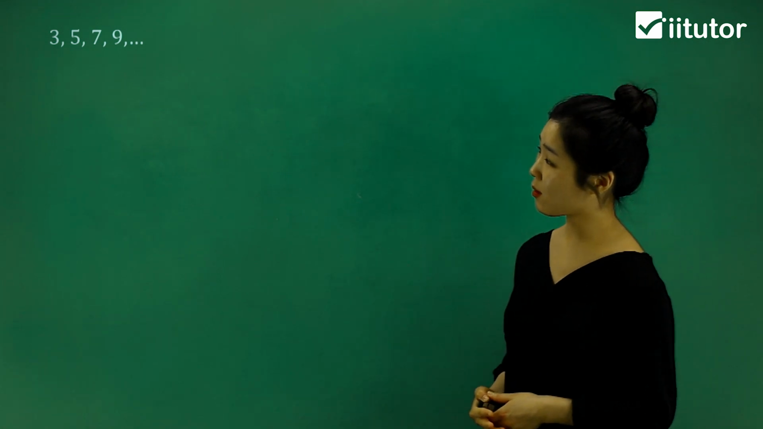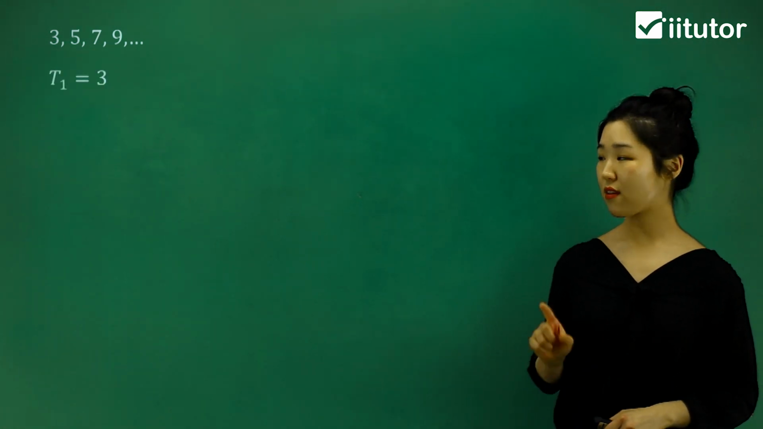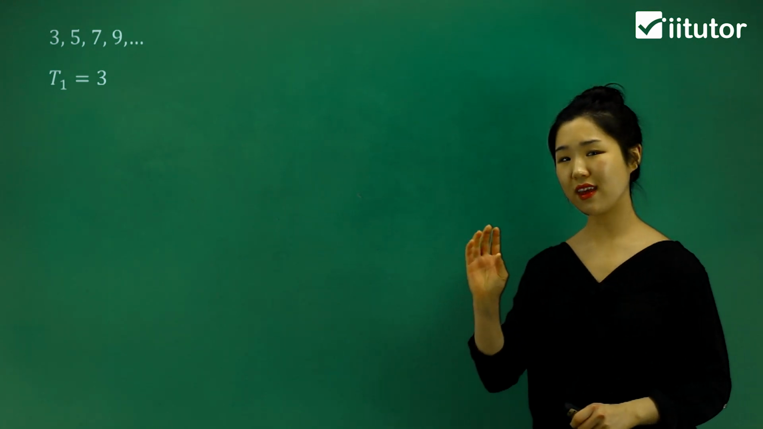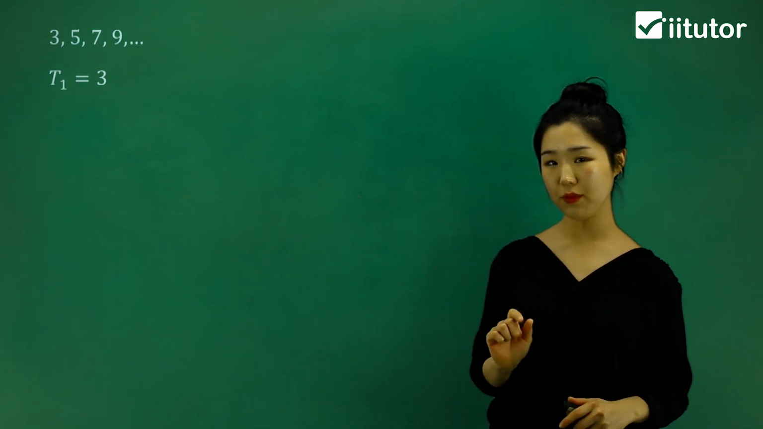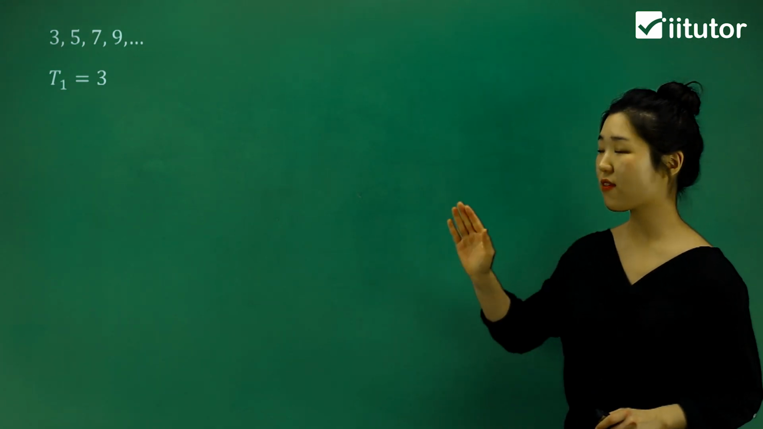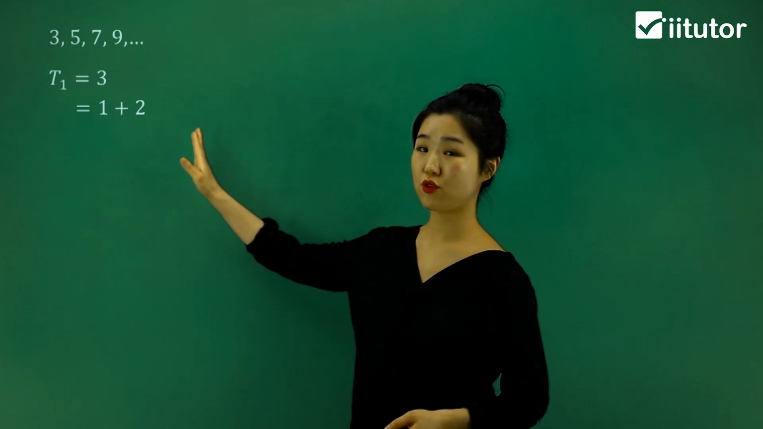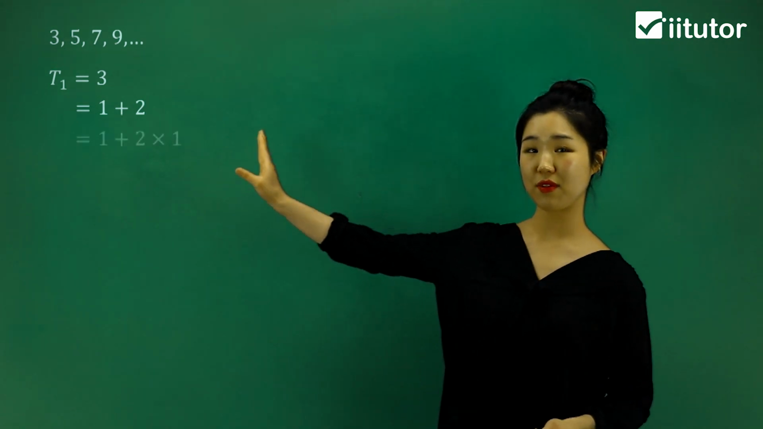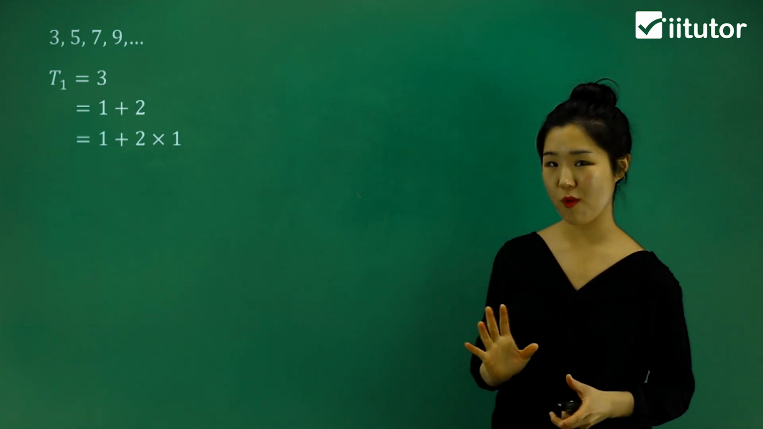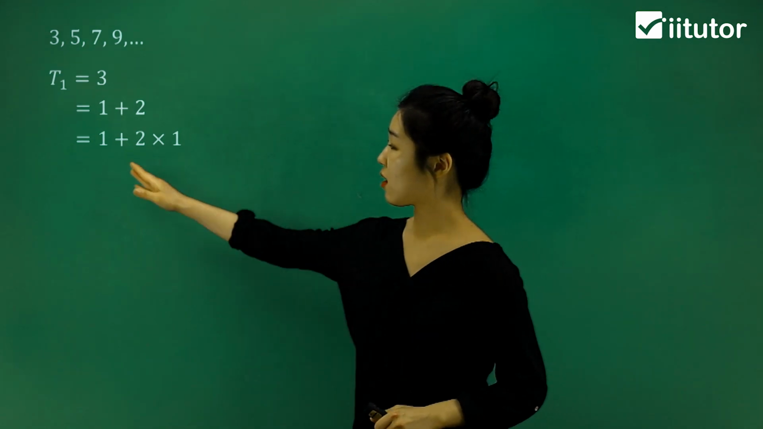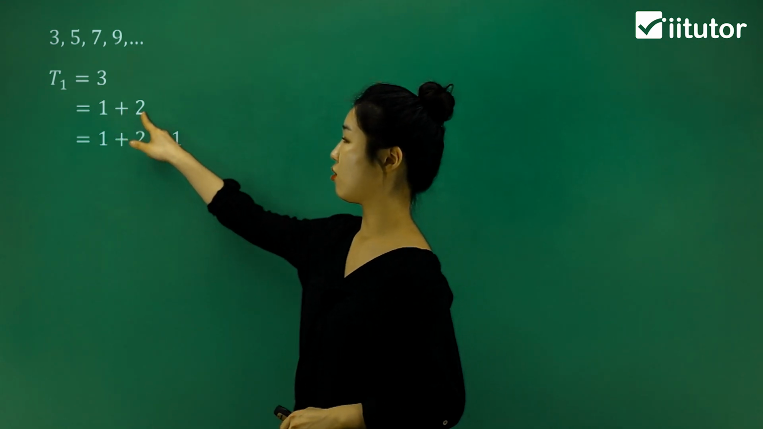So you can see here we've got 3, 5, 7, 9, and it continues on. We know that first term is 3, T1. T1 is basically meaning term 1, so the first term. So remember that notation there. The first term is 3, which is 1 plus 2, isn't it? It's 1 plus 2. I'll show you why I wrote it like that. And 2 is 2 times 1. And again, I'll show you why I wrote it like that in a minute. So 1 plus 2 times 1 is simply 1 plus 2, which gives us 3.